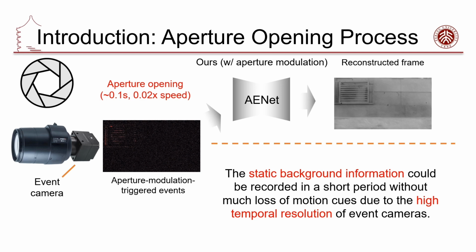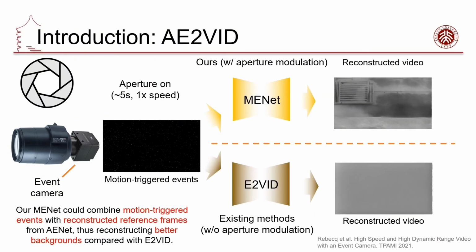Using our AENet network, intermediate dense intensity frames and hidden states are generated. This allows us to capture static background information in a very short period without losing motion details, thanks to the high temporal resolution of event cameras. Then our AE2VID framework uses AENet to fuse these dense intensity frames and hidden states with motion-triggered events to reconstruct final video frames. This approach improves background reconstruction compared to existing methods.